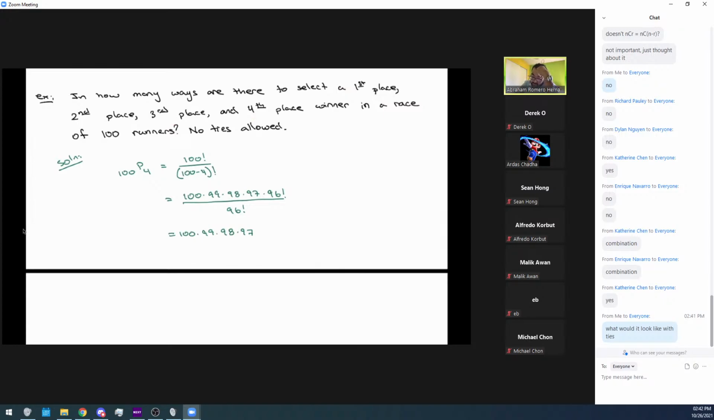Then there's a possibility of them tying for second place, which means there are going to be two clear winners for first and fourth, but they tied for second. Then you have to do the same thing with third and the same thing with fourth. That's what I think it's going to look like for ties, if ties are allowed. So if no ties are allowed, this is going to be it.